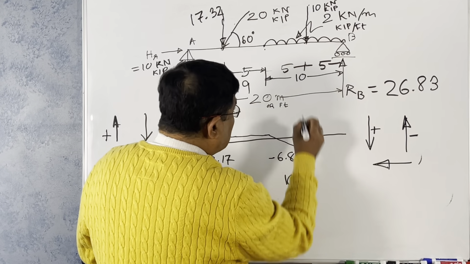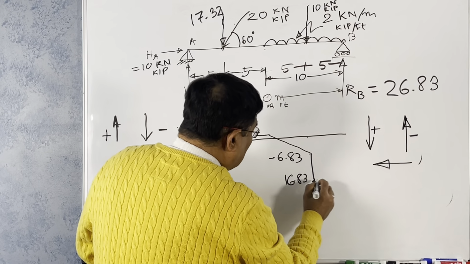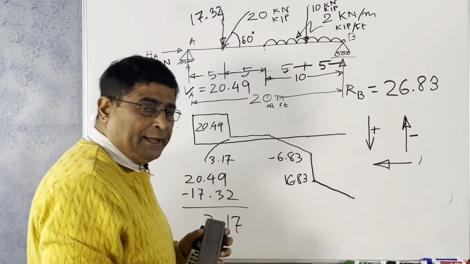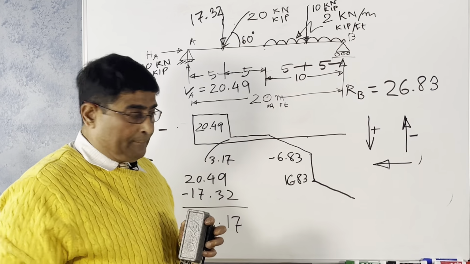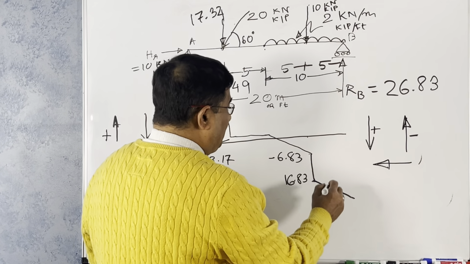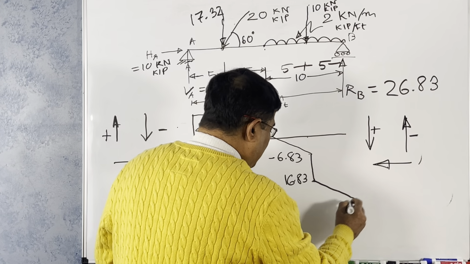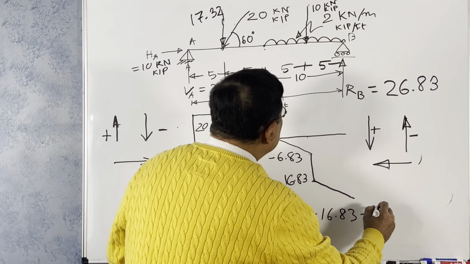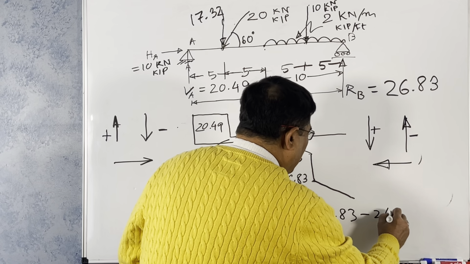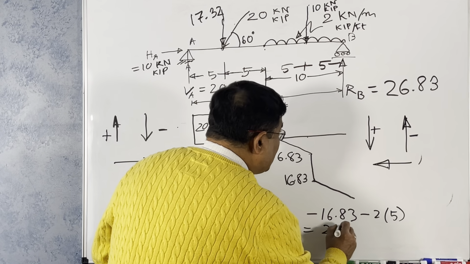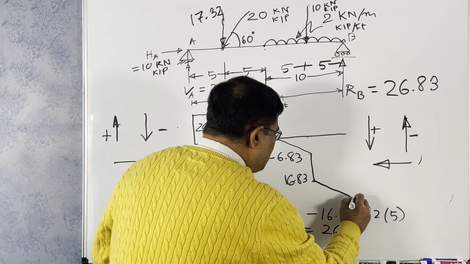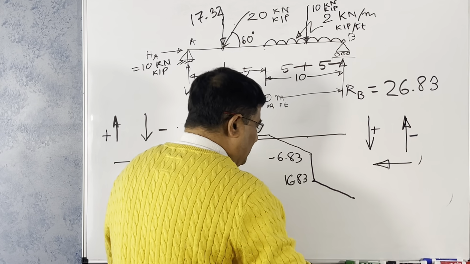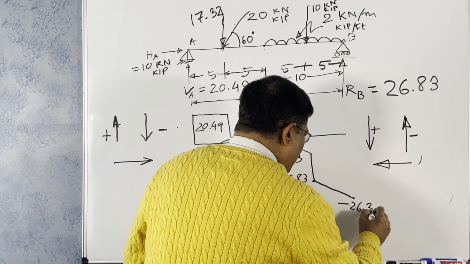Just right of this force, it is again reducing, so it will be again like this, parallel to this line, because the rate of decreasing is the same. These two lines are parallel. What is the value from here to here, just left? 16.83 minus 2 times 5, 10. So this is 26.83 at this point. This value is negative 26.83.